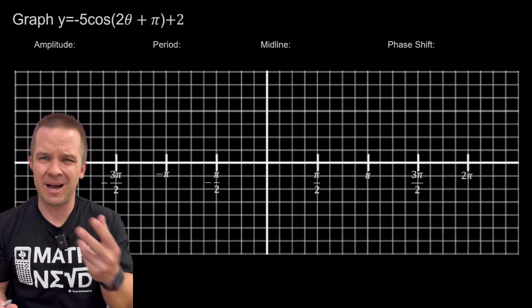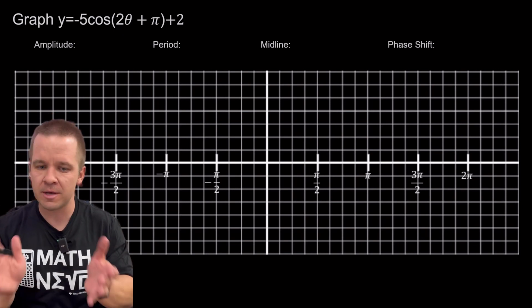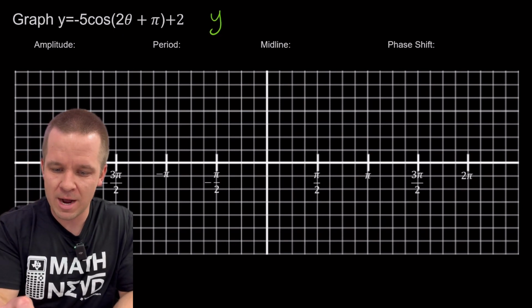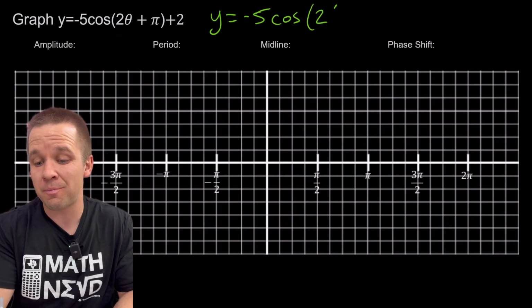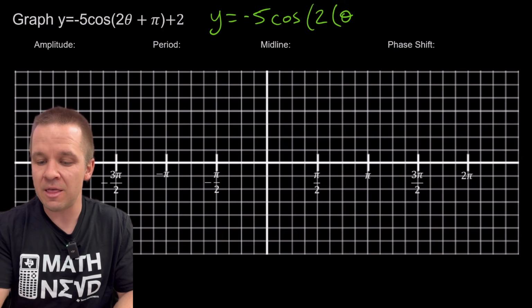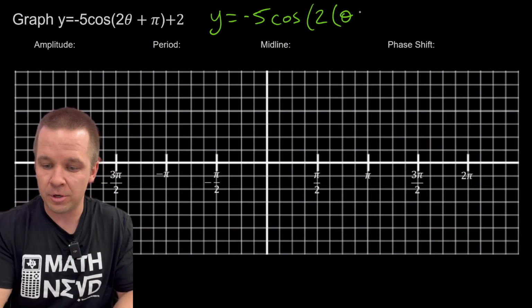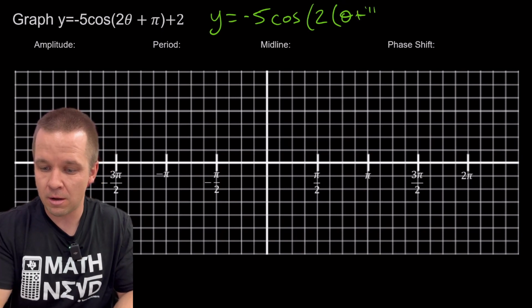You might be like, but a pi doesn't have a 2 to give. You got to do it anyways. Here's how it works. We got y equals -5 cosine of 2, then another set of parentheses, theta, and then if I divide it out by 2, I'm going to show that by doing pi divided by 2. I just divided by 2.